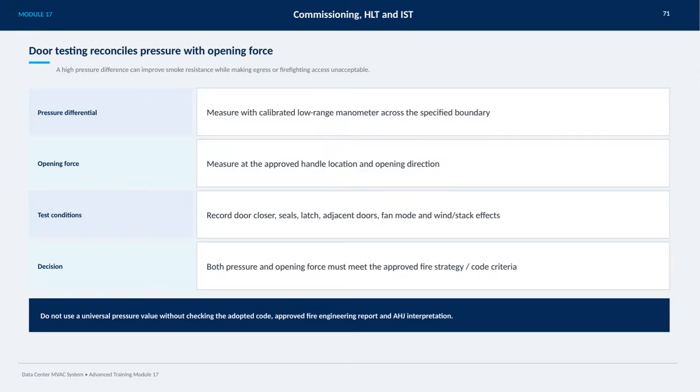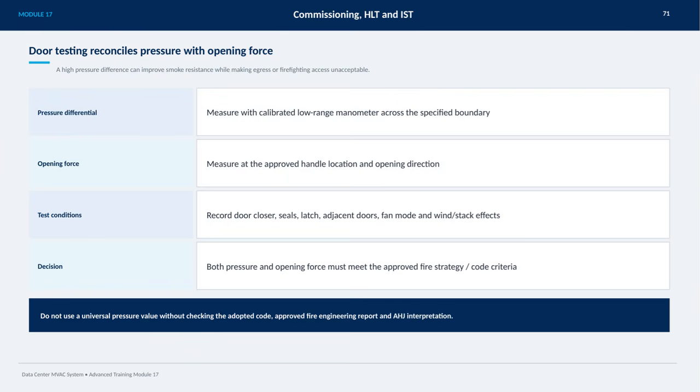On this slide, we're focusing on the crucial relationship between door testing and pressure differentials. Door testing reconciles pressure with opening force to ensure both safety and functionality. A high pressure difference can help improve smoke resistance, which is essential for fire safety, but it can also make it difficult for people to exit or for firefighters to gain access.